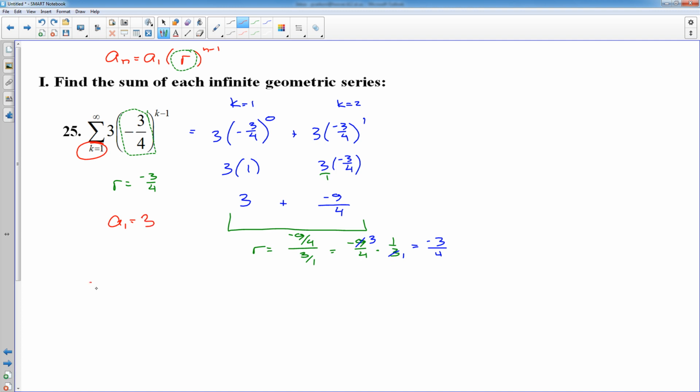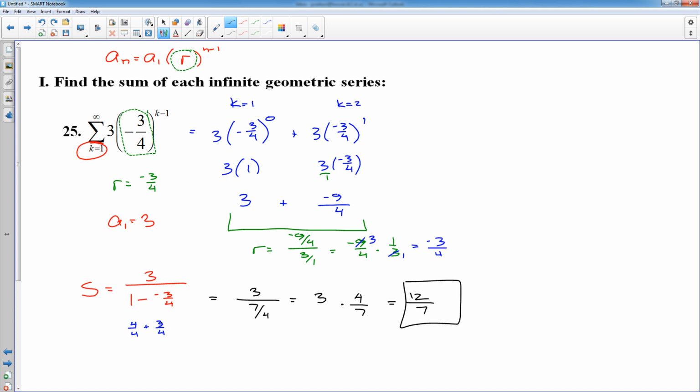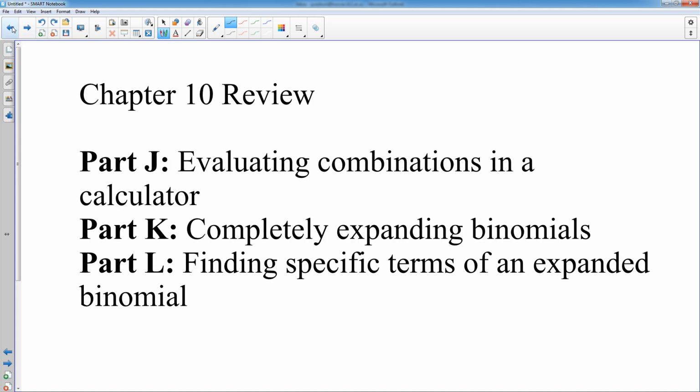And then I would use that, and the sum is going to be the first term over 1 minus the ratio of negative 3 fourths. Let's see, I would get a common denominator on bottom. So 1 is 4 over 4 minus a negative would be plus 3 fourths. So I have 3 divided by 4 plus 3 is 7. The denominator doesn't change. We will flip and multiply that denominator. 3 times 4 over 7. 3 times 4 is 12. The 3 is over 1. 1 times 7 is 7. And there is your sum. And so there is the sum of an infinite geometric series. And yep, that was it.